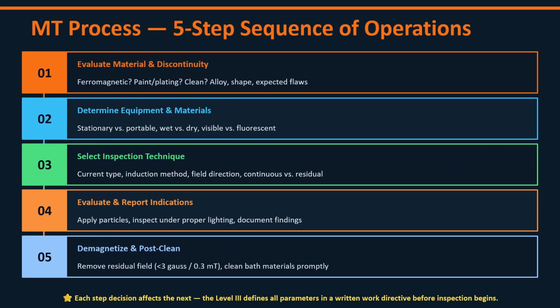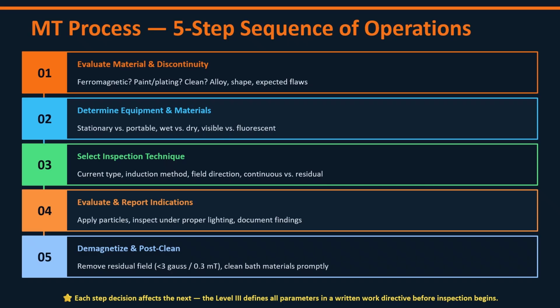The 5-step MT process gives us a disciplined field workflow. Step 1 is to evaluate the material and the expected discontinuity. Step 2 is to select equipment and materials. Step 3 is to establish the inspection technique, including current type, field direction, and continuous or residual magnetization. Step 4 is to evaluate and document the indications. Step 5 is to demagnetize and clean when required.